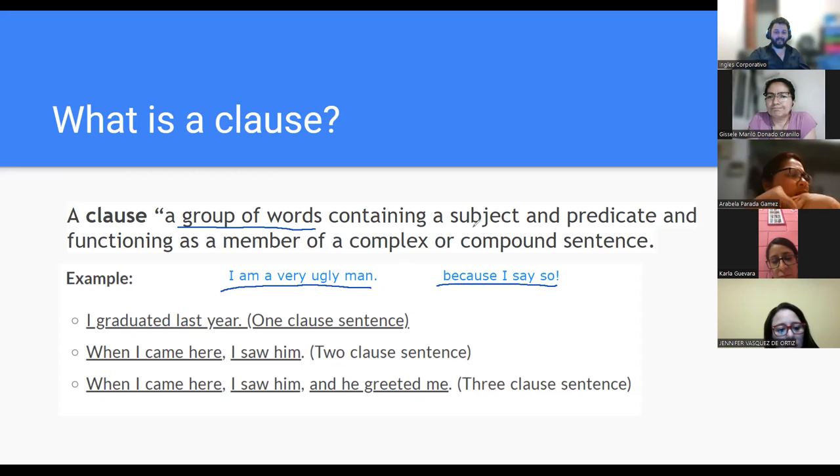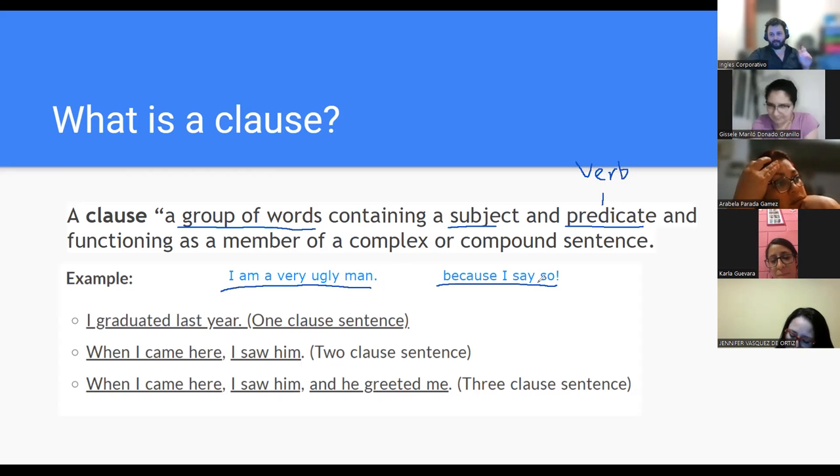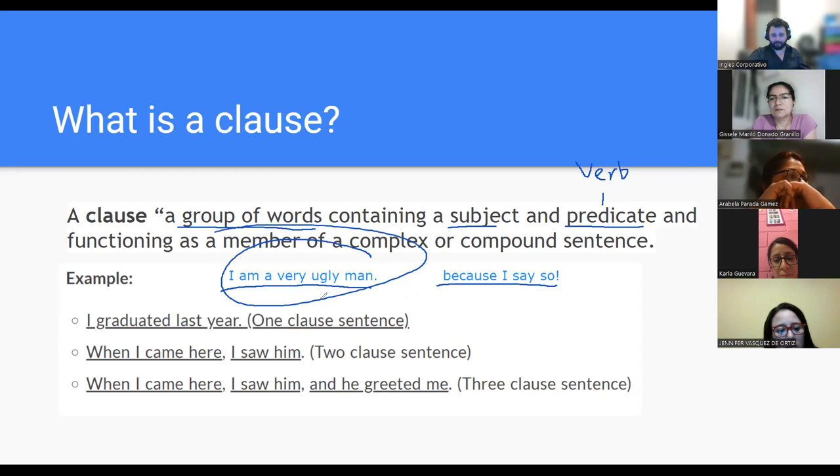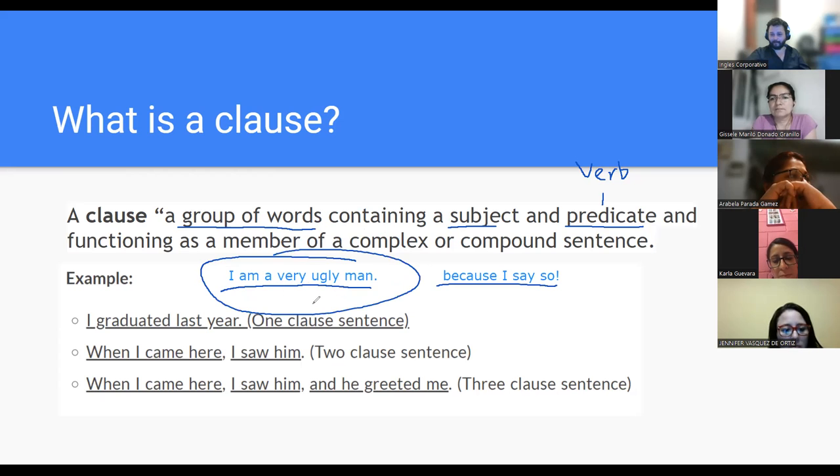Now, containing a subject and a predicate. Now, this predicate, guys, let's change it to verb. It needs to contain a verb too, and the rest of the predicate, the complement. So now, we have the first rule here, guys. It is a group of words, number one, right? Now, do we have a subject and a verb in this example? Yes. And we have a whole complement, right? So do you think that this is a clause? Yes. It is a clause.